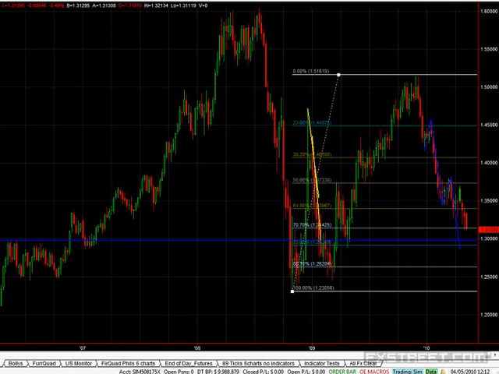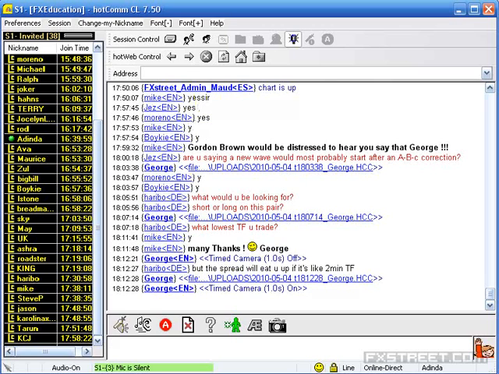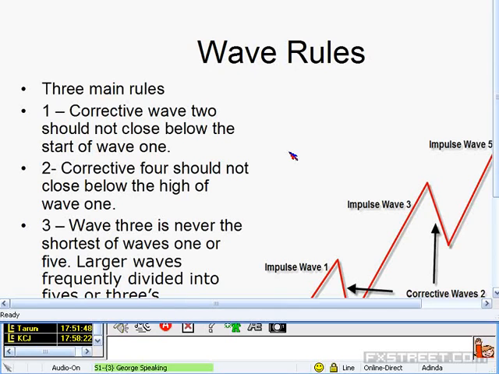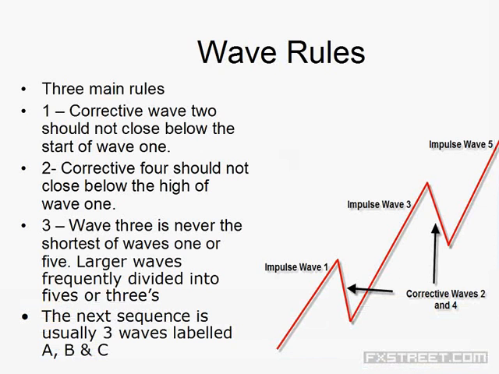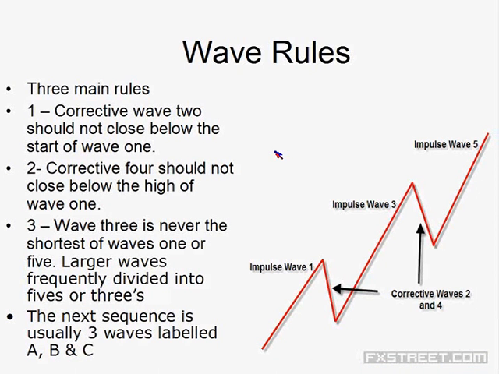Right, now just finally, I did say that we would go back to the PowerPoint presentation briefly and look at the rules again. Bear with me. And hopefully, guys, you can now see the slide with wave rules. Can you see that? Fine, that's great.